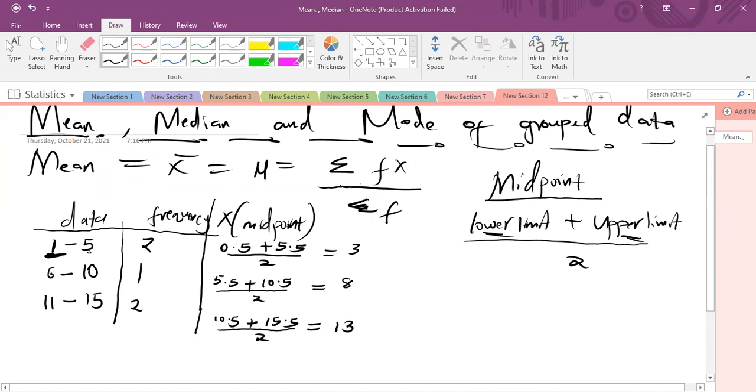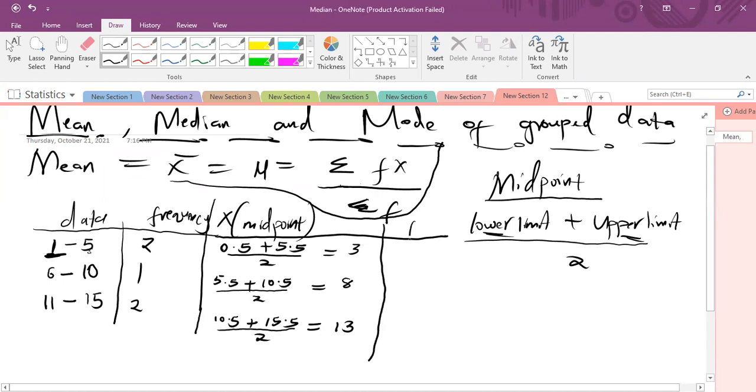So what is summation Fx? Let's extend the table. In order for us to get summation fx, we need to first of all find fx. Fx basically means f times x, and then summation fx will be all the values of fx added. By the way, summation f is adding all the values of the frequency. So what is summation f first of all? Summation f is 2 plus 1 plus 2, which is 5. Summation basically means adding all the values.